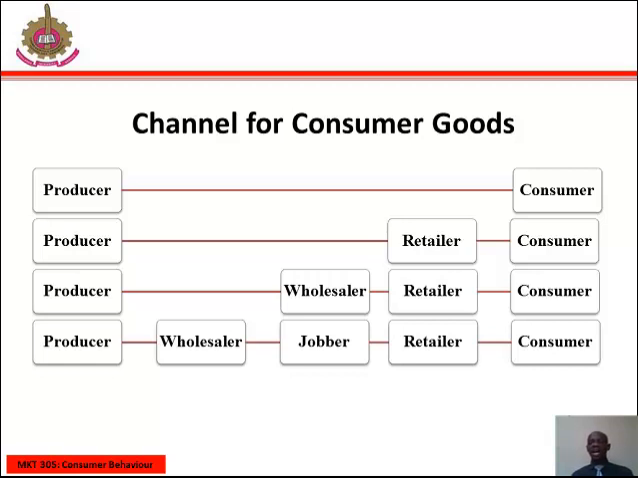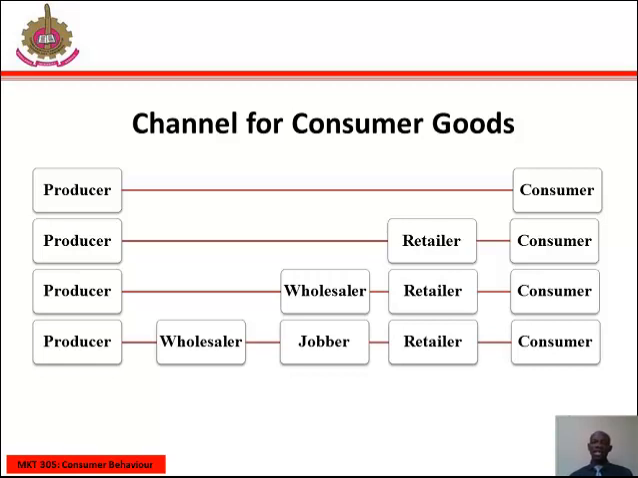Since the producer and the final consumer both perform some work, they are part of every channel. We use the number of intermediary levels to indicate the length of a channel. Now, all of the institutions in the channel are connected by several types of flows. This includes the physical flow of products, the flow of ownership, the payment flow, the information flow, and the promotion flow.